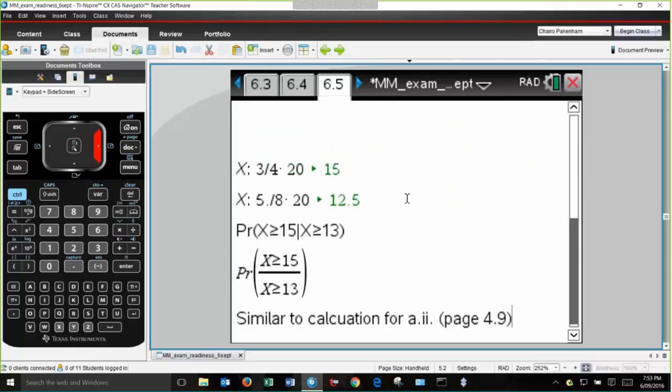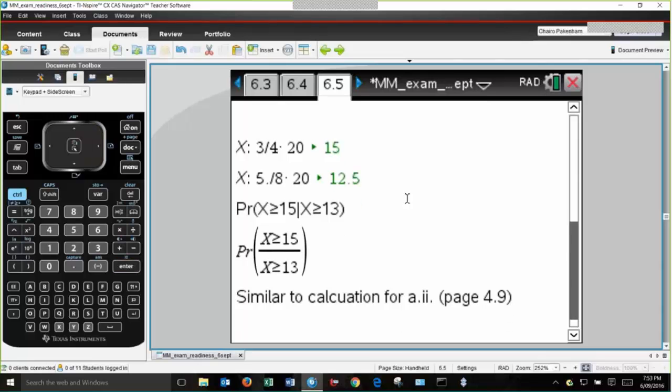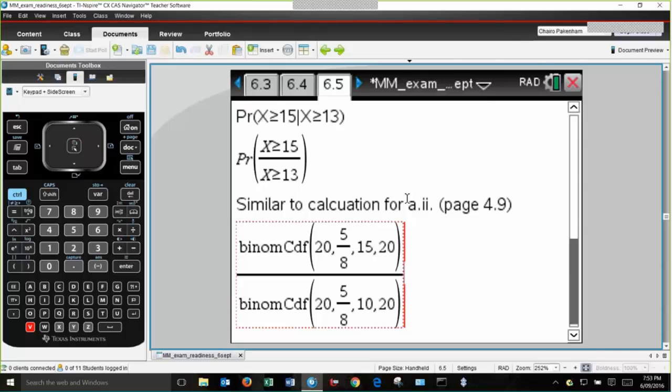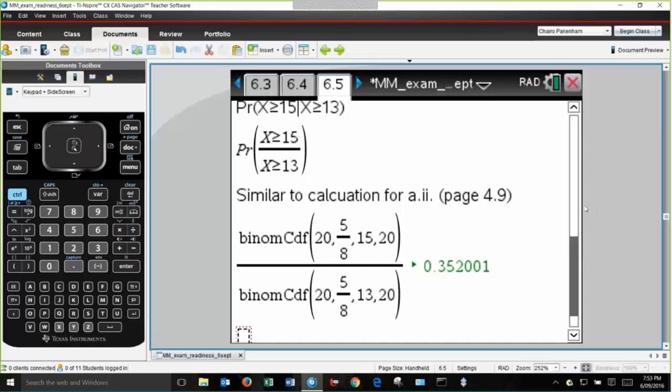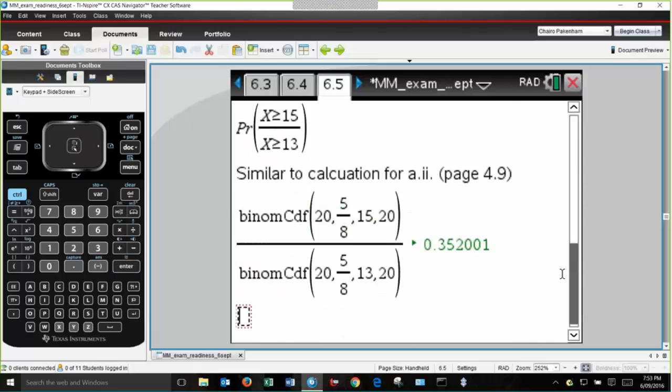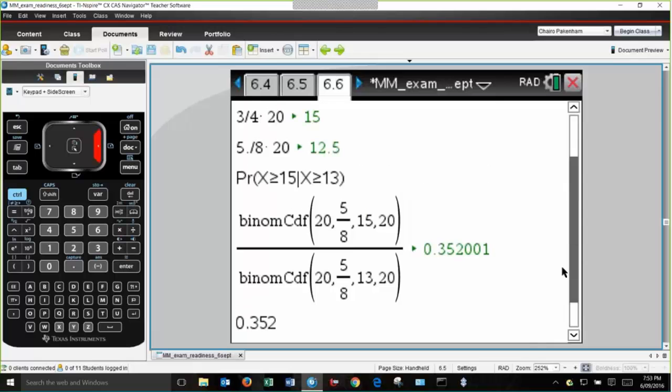Okay, Control V. And all I now need to do is to edit. And bingo, I get my result. And once again, students would need to make sure that it was rounded to the specified number of decimal places, which is 3 decimal places in this case.